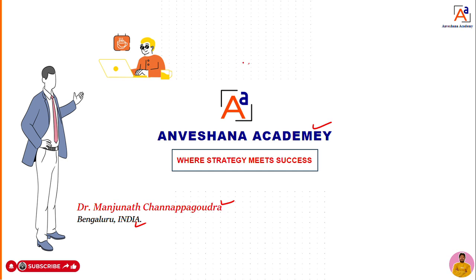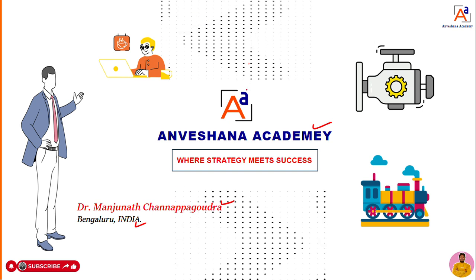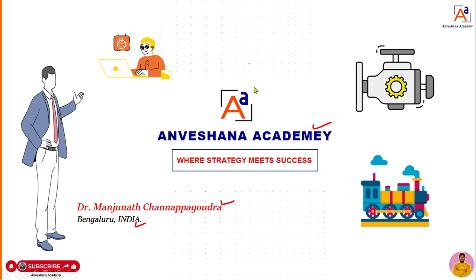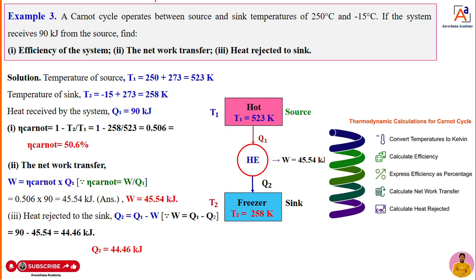Today also I am going to solve some numericals on Carnot cycle. So, numerical on Carnot engine. This is our third numerical that we are going to do on Carnot cycle. What is the third numerical that you can see here now?